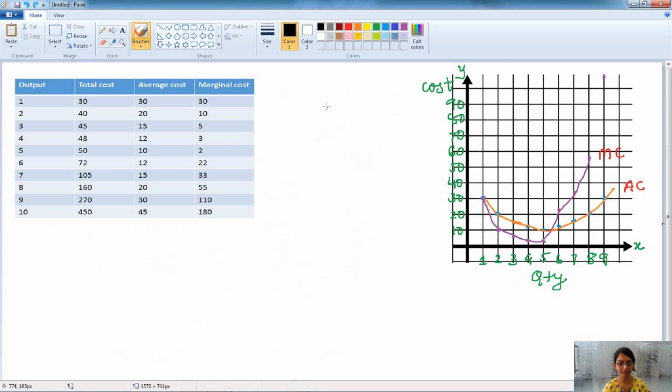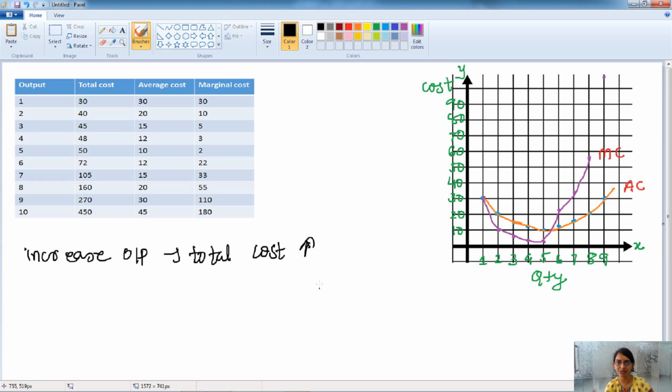Here we have our graph. When the output is in increasing order, 1, 2, and so on, the total cost is also increasing. Of course, when we are producing more, our total cost is also more. But it is not happening with the average and the marginal cost.